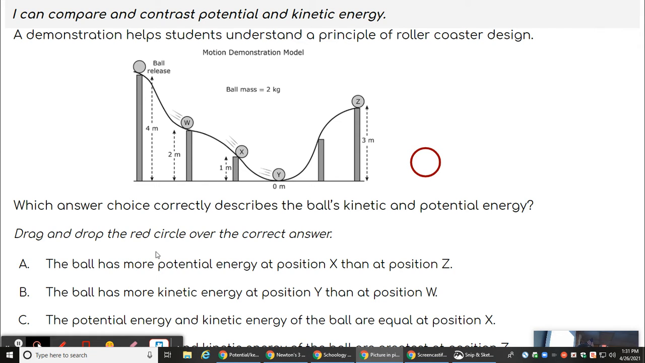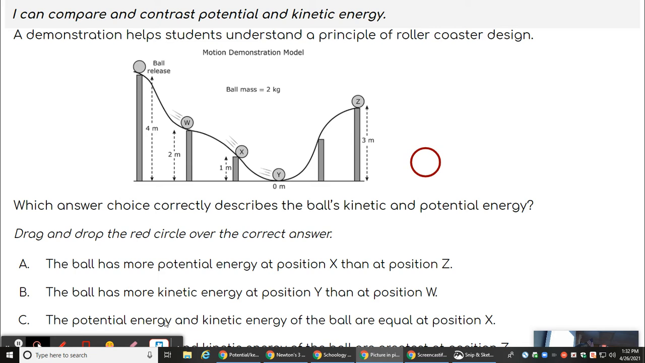The ball has more potential energy at X than it does at Z. That's incorrect because Z would have more potential energy than at X because it's higher up. The ball has more kinetic energy at position Y than W. Yes, the ball has more kinetic energy at position Y than at W because when the ball is the closest to the ground is where it's going to have the greatest kinetic energy, energy of motion. That's where it's going to be moving the fastest.